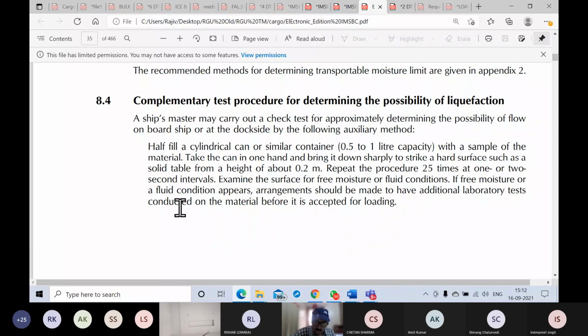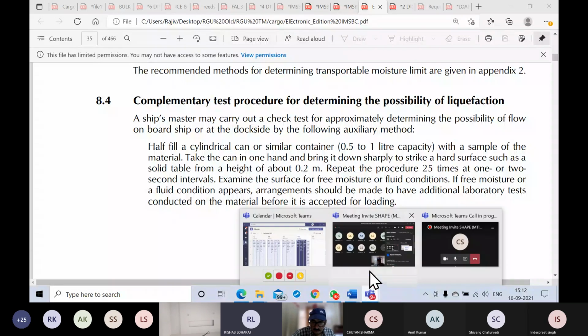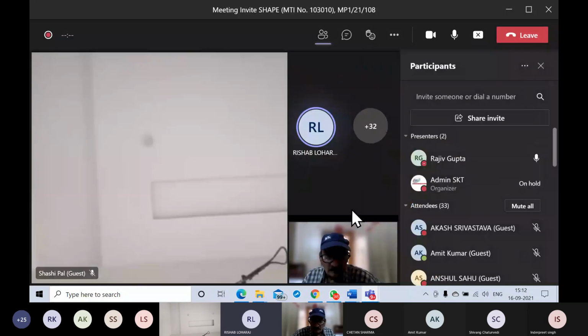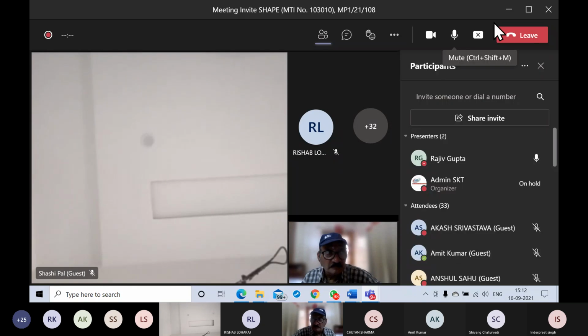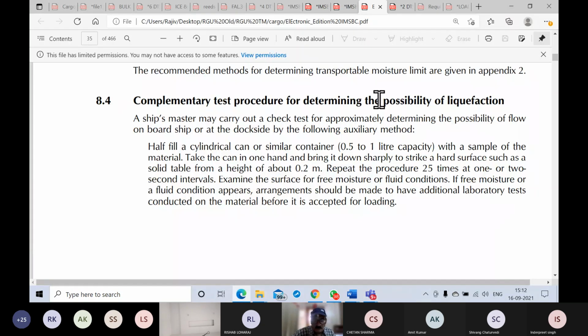Test procedure on board for determining this. Can test. In short, can test. Yes, absolutely. Since you're saying so, it means maybe sometime or the other you had done it, which is good. But now we can also talk about it, irrespective of whether we have done it or not.